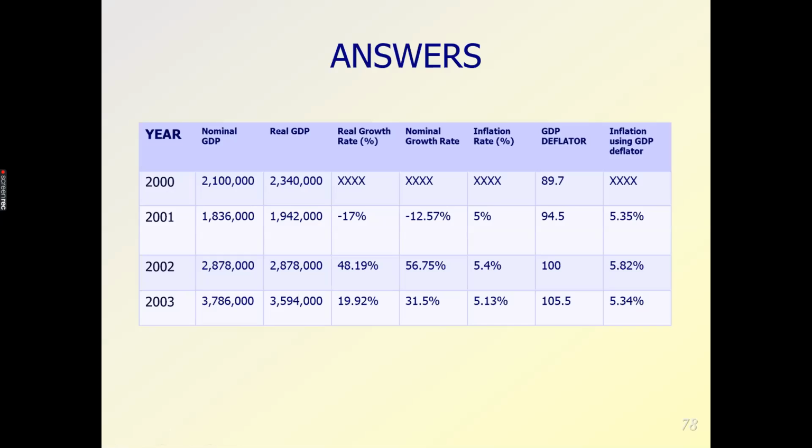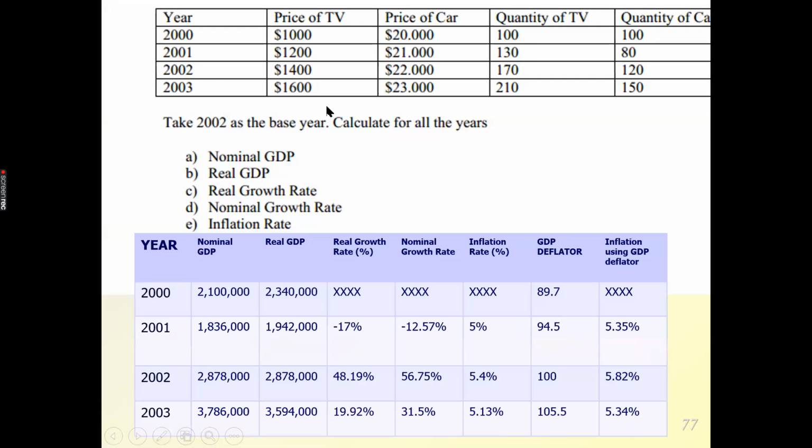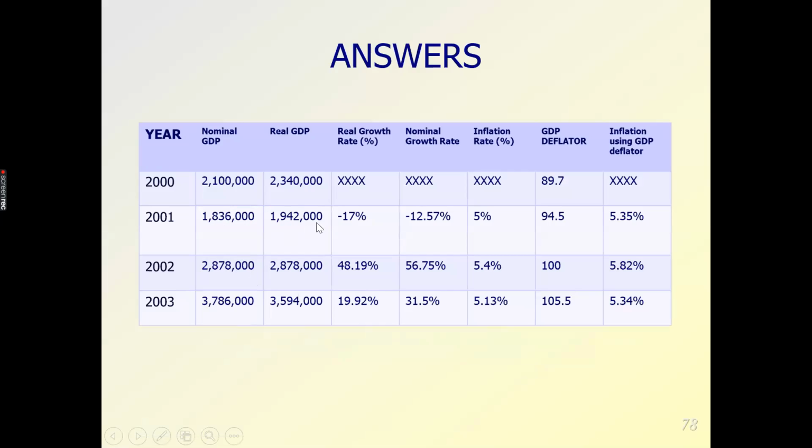So then we have our nominal GDP, and we have our real GDP of each year using the prices of 2002. We're calculating the quantity of TVs times the price of the year 2002, then the quantities of cars times the price of 2002. And that gave us a certain amount of money, which is here reflected as the real GDP based on a base year. The nominal was just multiplying the amount times the price of each year of cars and TVs and adding it up. And then we have our values of each year.